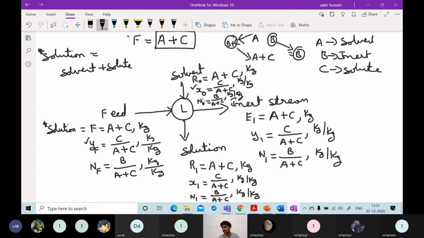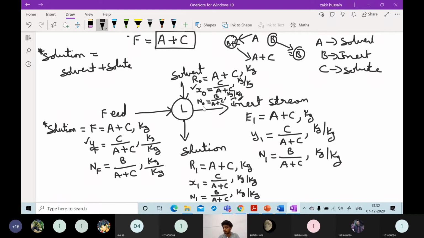Here N0 we are indicating, since this is completion of one stage, we are indicating with N1. N1 is equal to weight fraction or a weight ratio of inert solid with respect to solution in the solution stream. So this N1 is equal to B by A plus C, whose units are kg per kg.